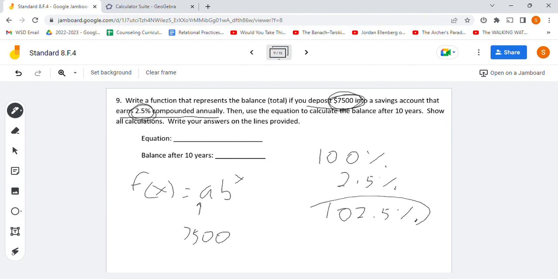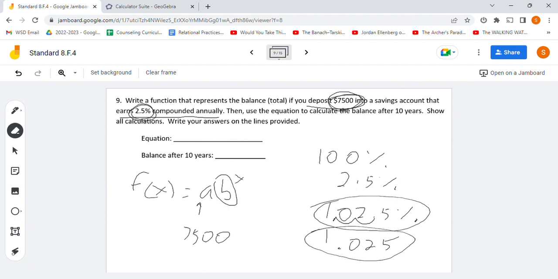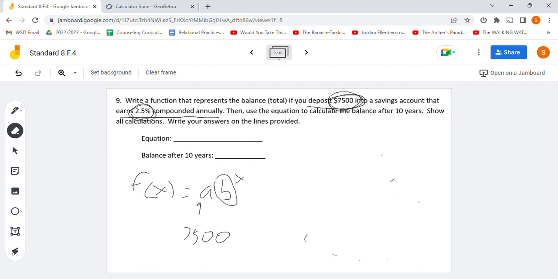We can calculate 102.5% of something by putting this in decimal form. That would give us 1.025, and that is going to be our multiple. So that's going to be the value that we choose to use for B. Let me give myself some room here. All right, we get 1.025 now as our multiple, and it's going to be to the power of x. So there's our equation. That's what we're going to put right here.